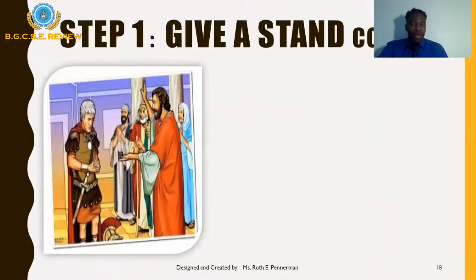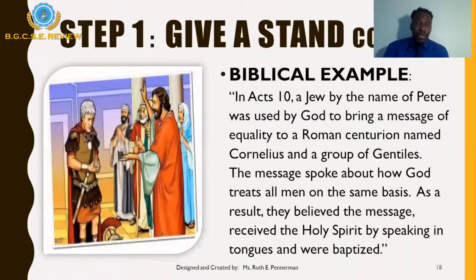So let's see what we have before us. The biblical example. In Acts chapter 10, a Jew by the name of Peter was used by God to bring a message of equality to a Roman centurion named Cornelius and a group of Gentiles. The message spoke about how God treats all men on the same basis. As a result, and I'll paraphrase this segment, the believers received the message, received the Holy Ghost, and were baptized. And so that biblical example supports that all men are created equally.